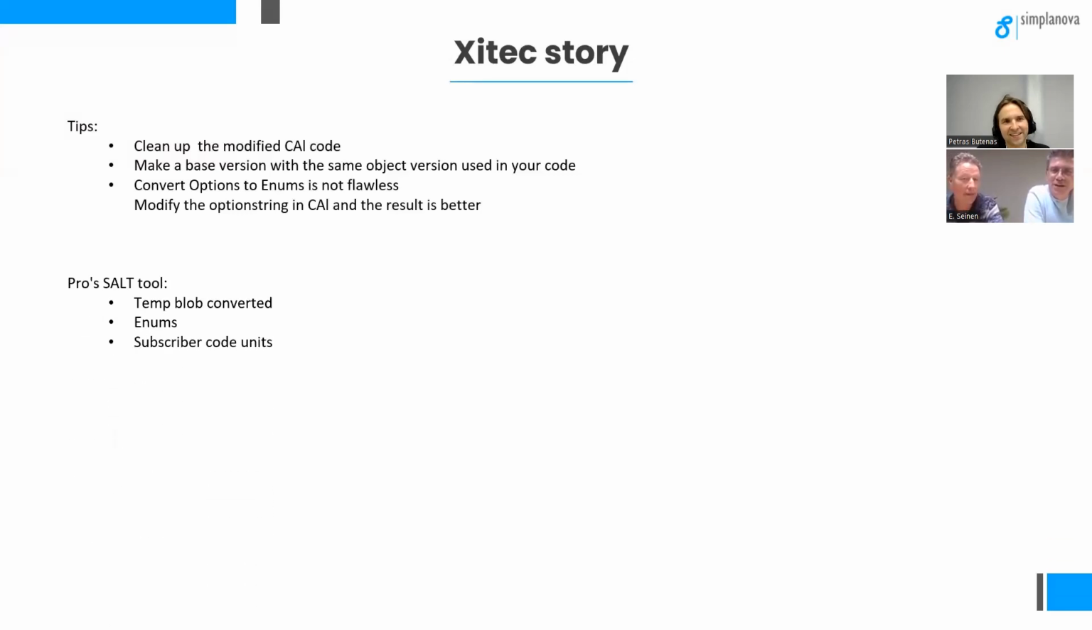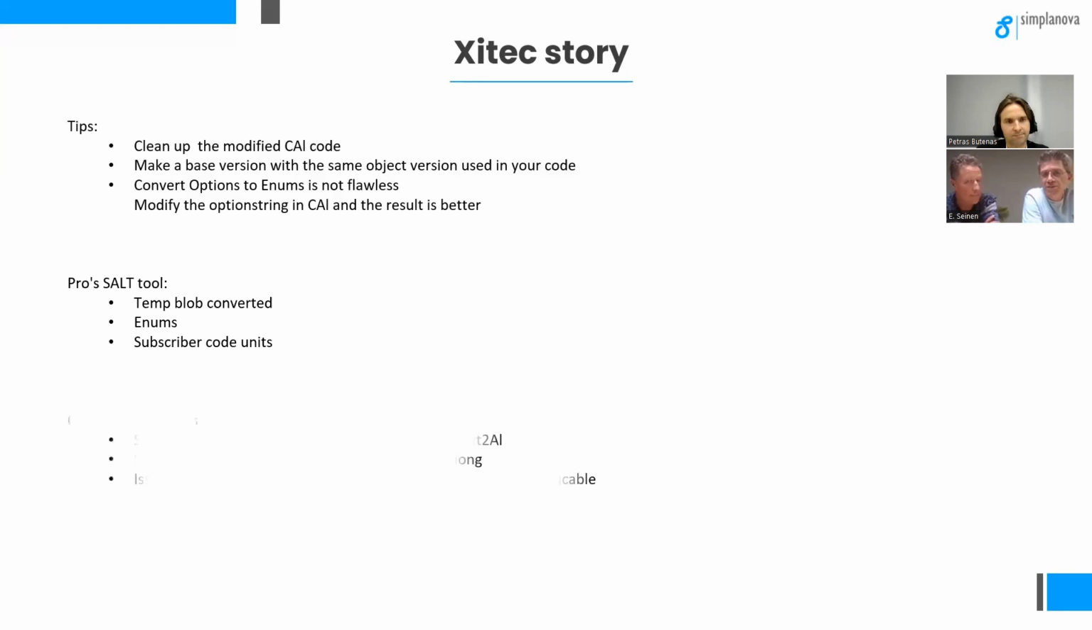The real pros of Salt are that a lot of things, mainly the blobs, are converted, the enums are converted just a little bit by hand, and the subscriber coding is what Peter mentioned earlier. That saves really a lot of work, because when you have to go to the code and see what subscriber you have to make, but it's already made for you, you only have to test it and look at it. That saves a lot of time. So that helps us very well.